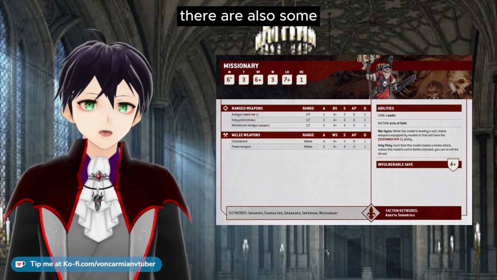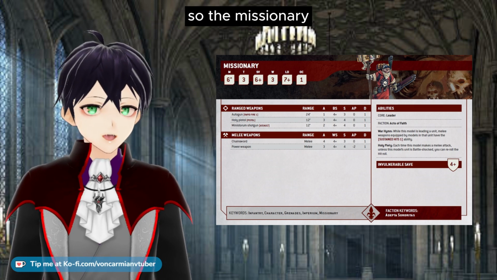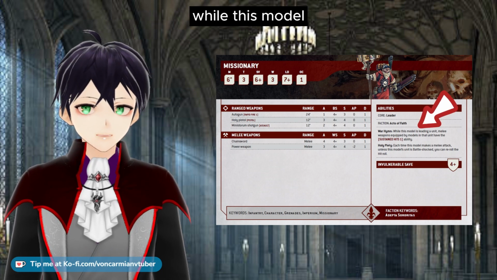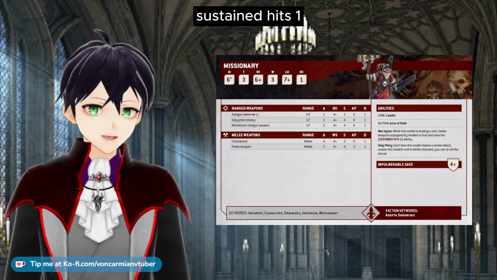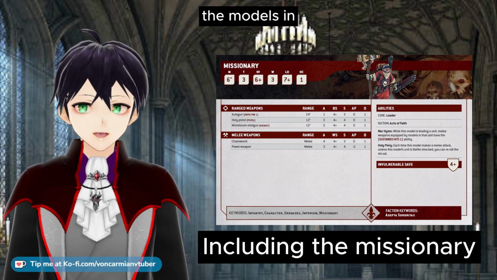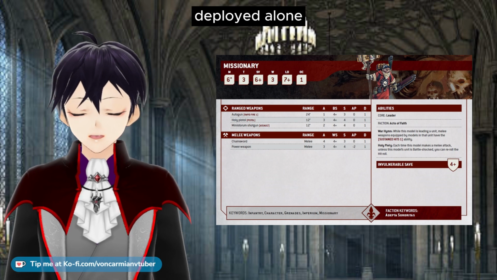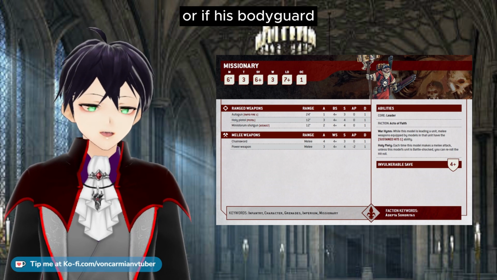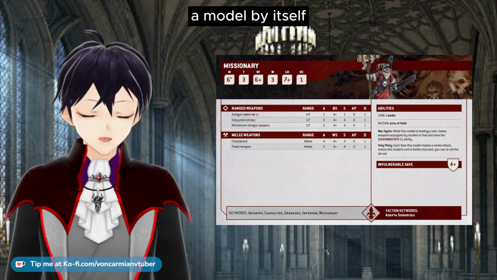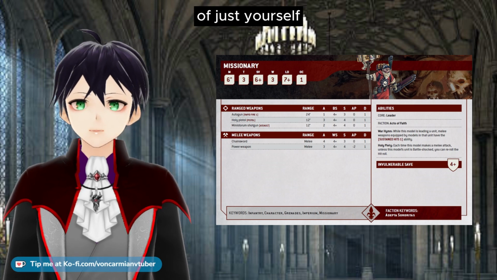There are also some abilities that only happen when a character is leading a unit. So the Missionary again has War Hymns. While this model is leading a unit, melee weapons equipped by models in the unit have Sustained Hits 1. So that would apply to all of the models in the unit, but if he was by himself, either from being deliberately deployed alone, not a great idea because he wouldn't get Lone Operative, or if his bodyguard was destroyed, that would stop taking effect. A model by itself is not leading anyone. You can't be a leader of just yourself.